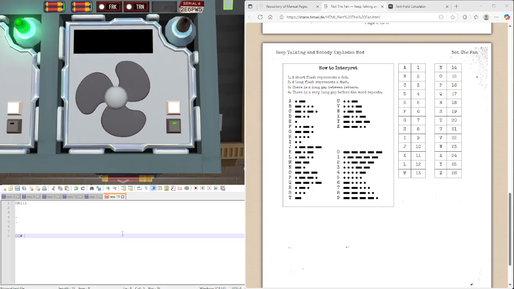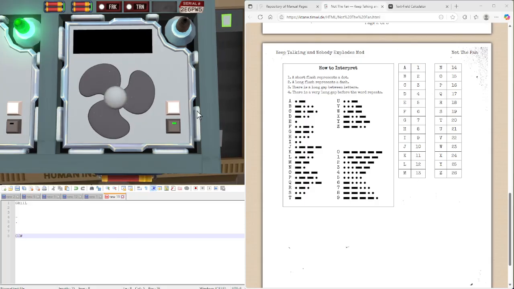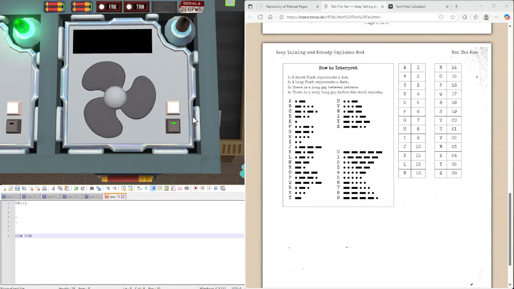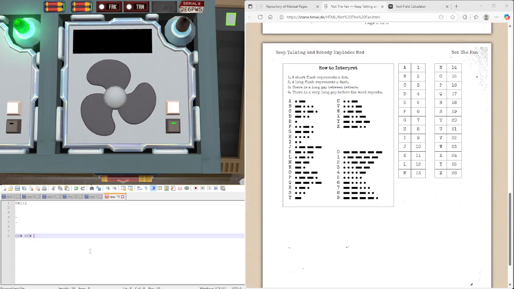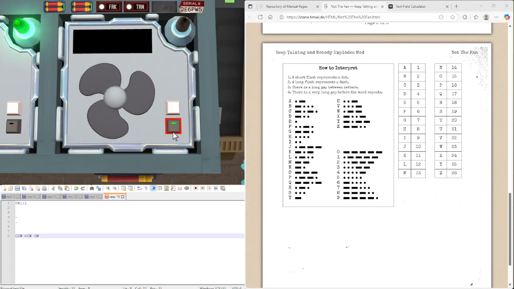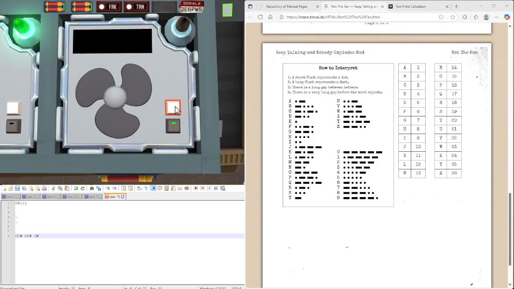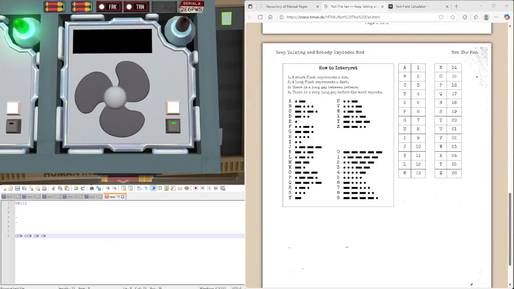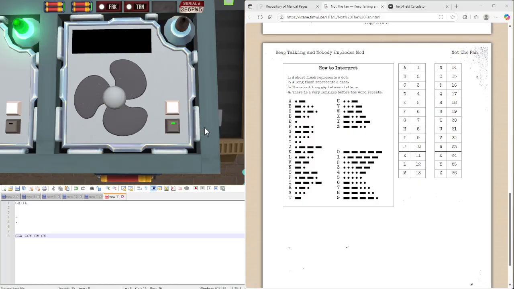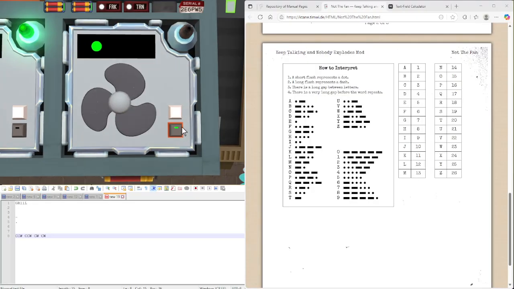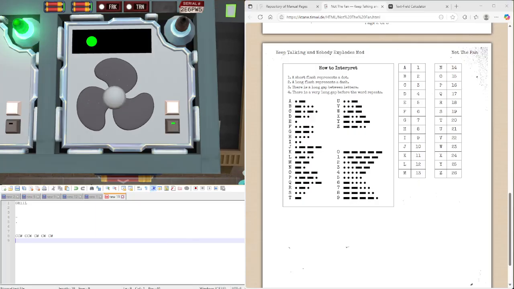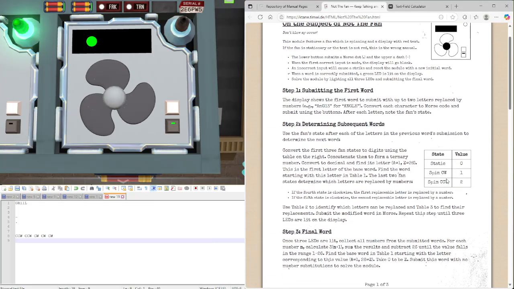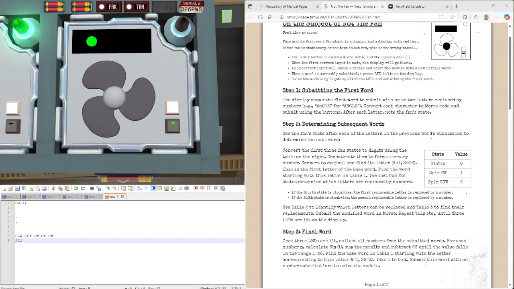So G, counterclockwise. R, counterclockwise. 1, clockwise. Clockwise. Finally, L, clockwise. So in this case, the number we get is 221 using this table.